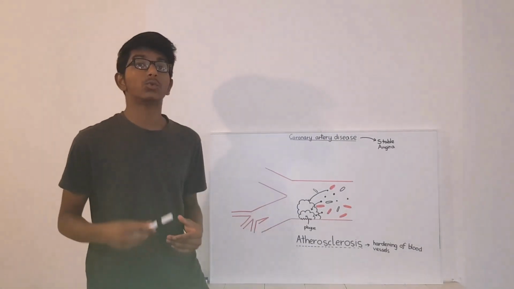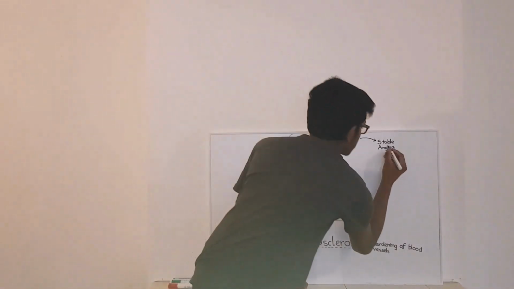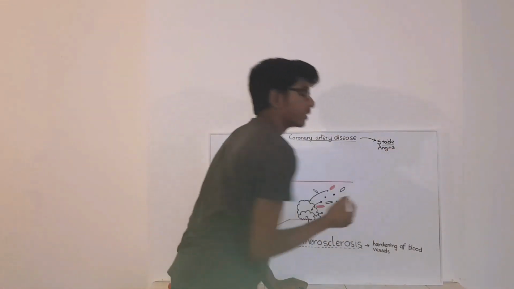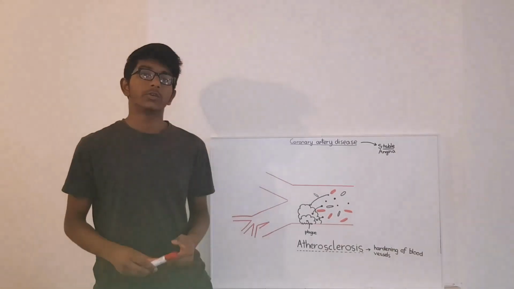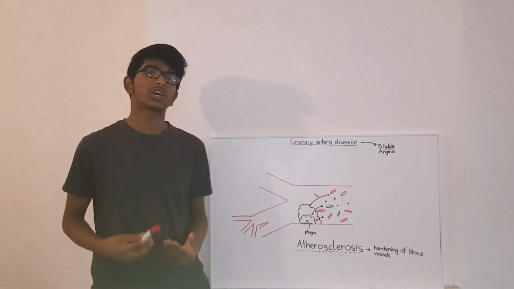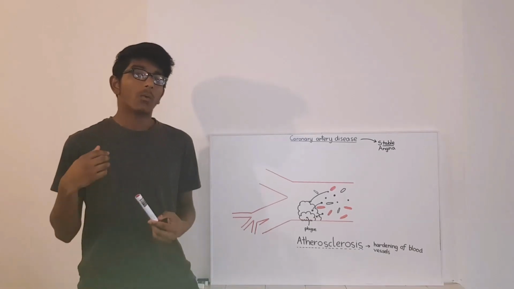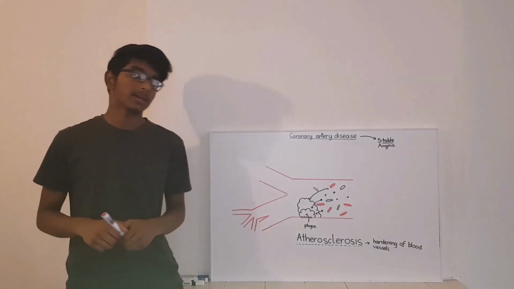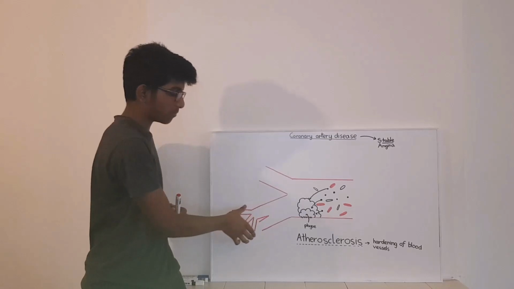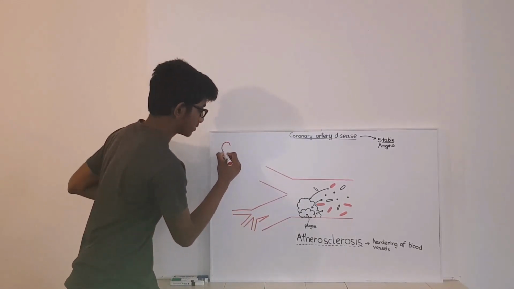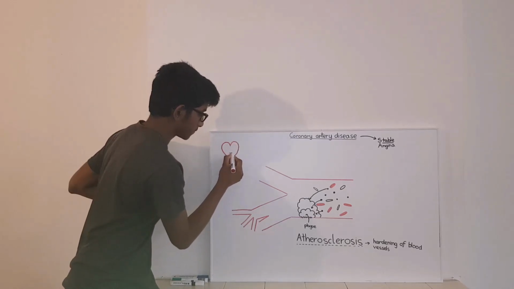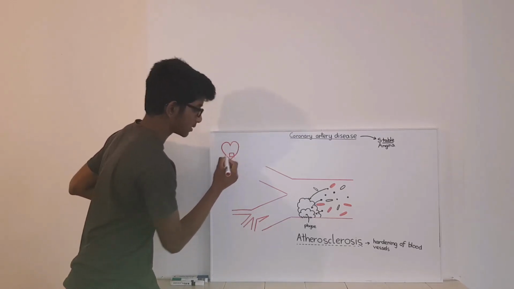The reason it's called stable angina is because you can actually control the amount of pain you feel. You might be wondering, how can someone control their pain? Well, let me try to explain. Let's say that this branch of blood vessels is delivering blood to this part of your heart.